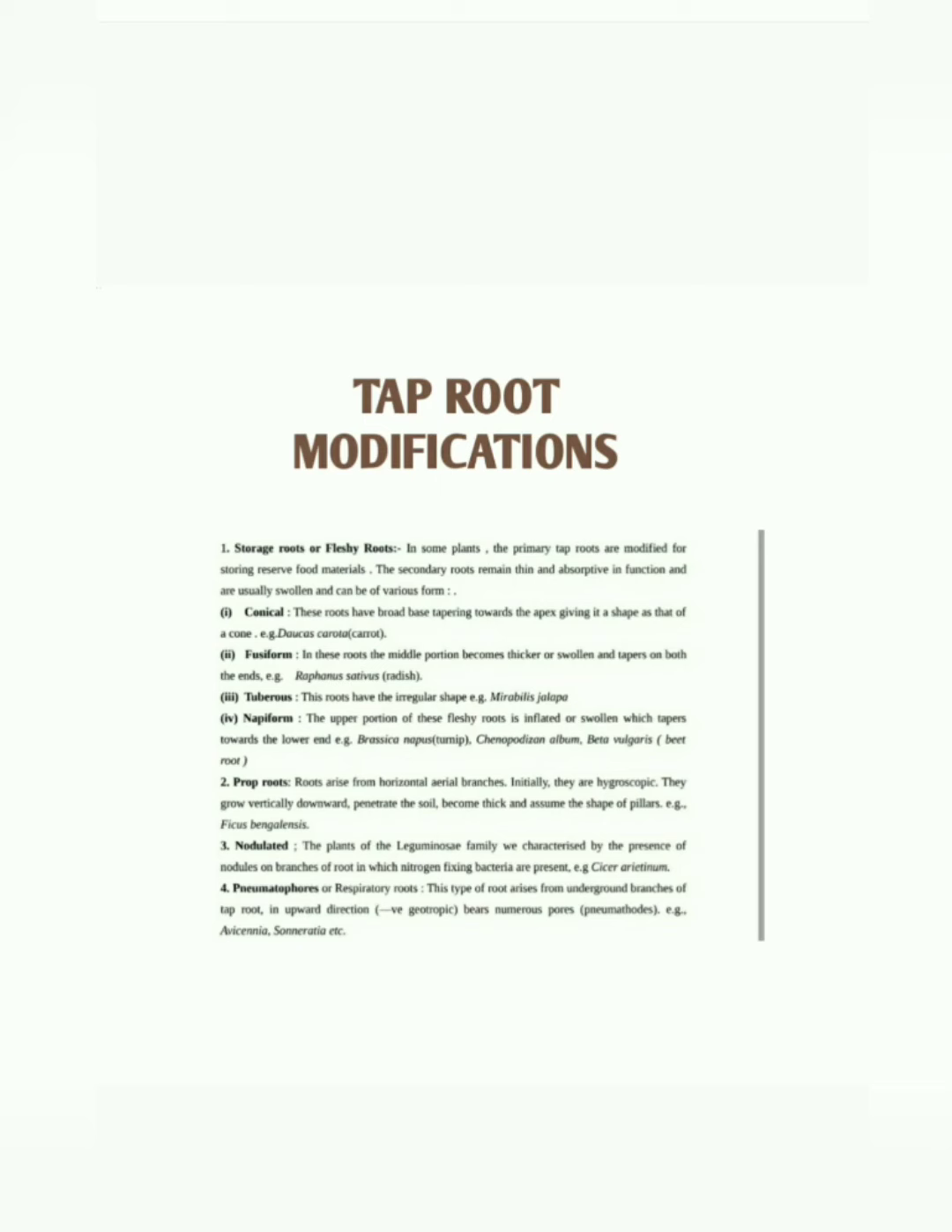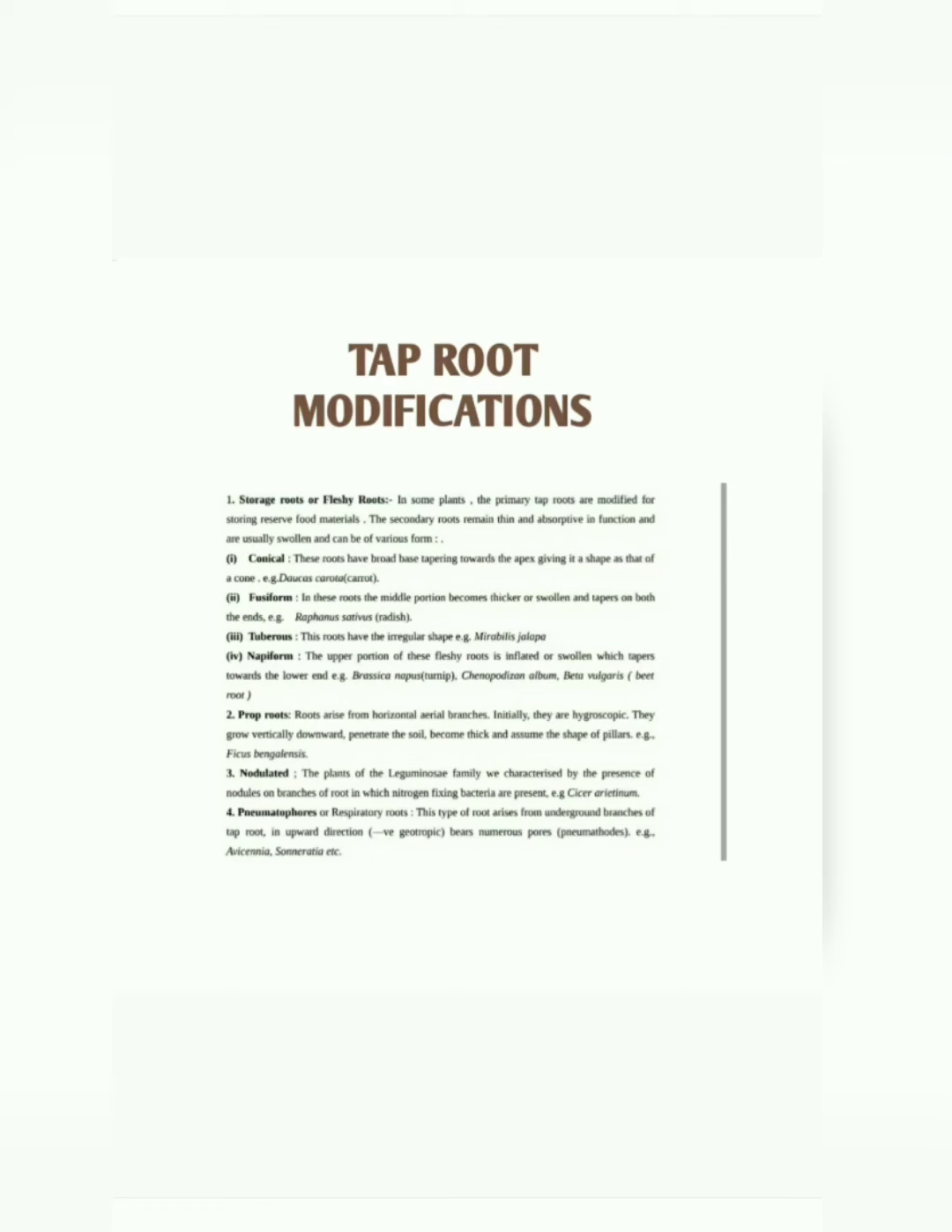Example, Ficus bengalensis. See here, prop roots, from where do they arise? They arise from the horizontal branches of the trees. They arise from the stem part actually. From horizontal branches of the trees, prop roots arise and they are growing towards the soil. After growing towards the soil, they will reach the soil and they will provide proper anchorage also.